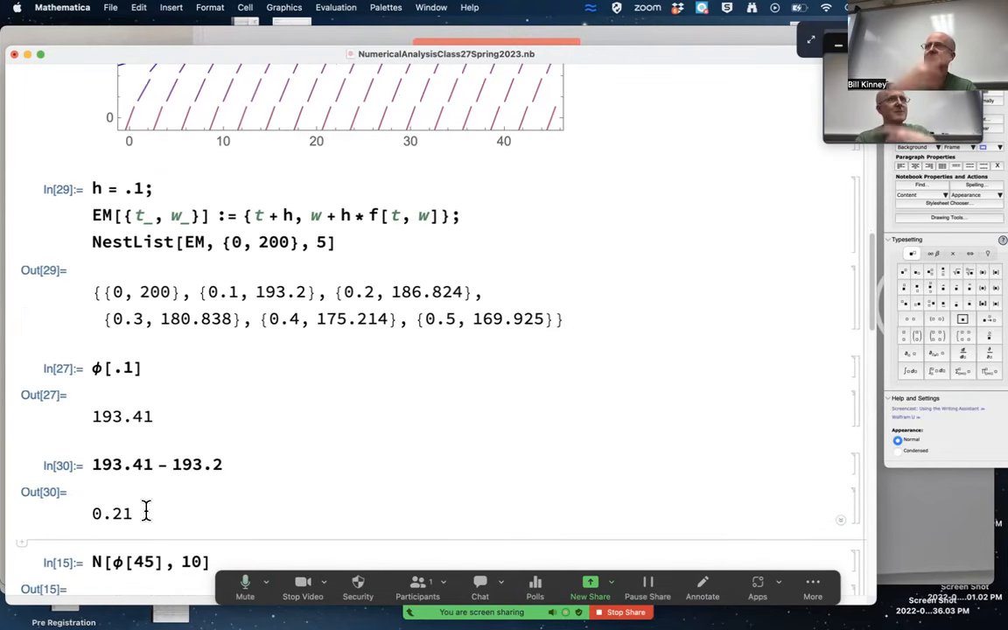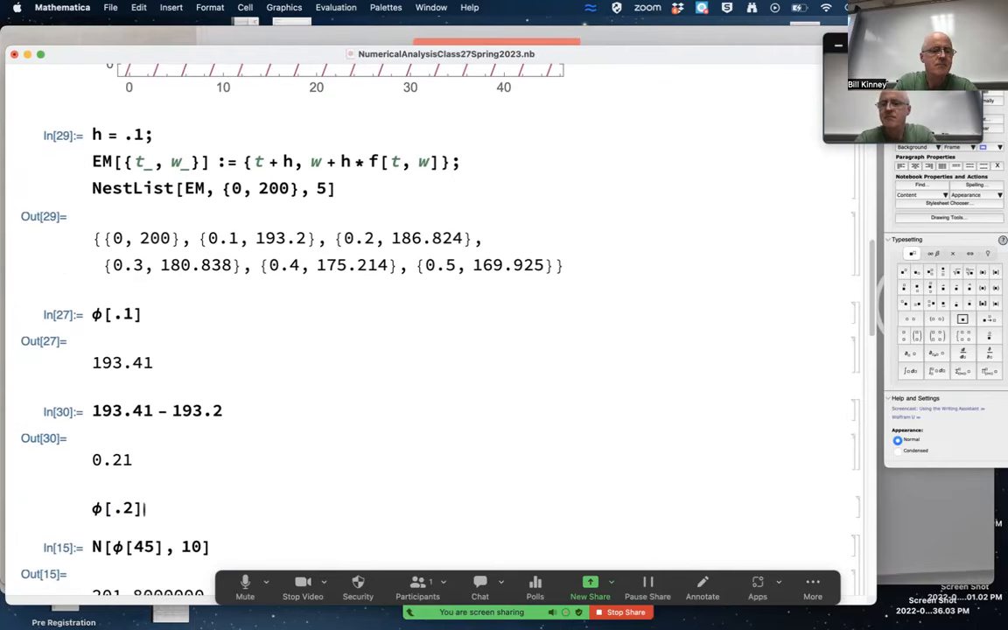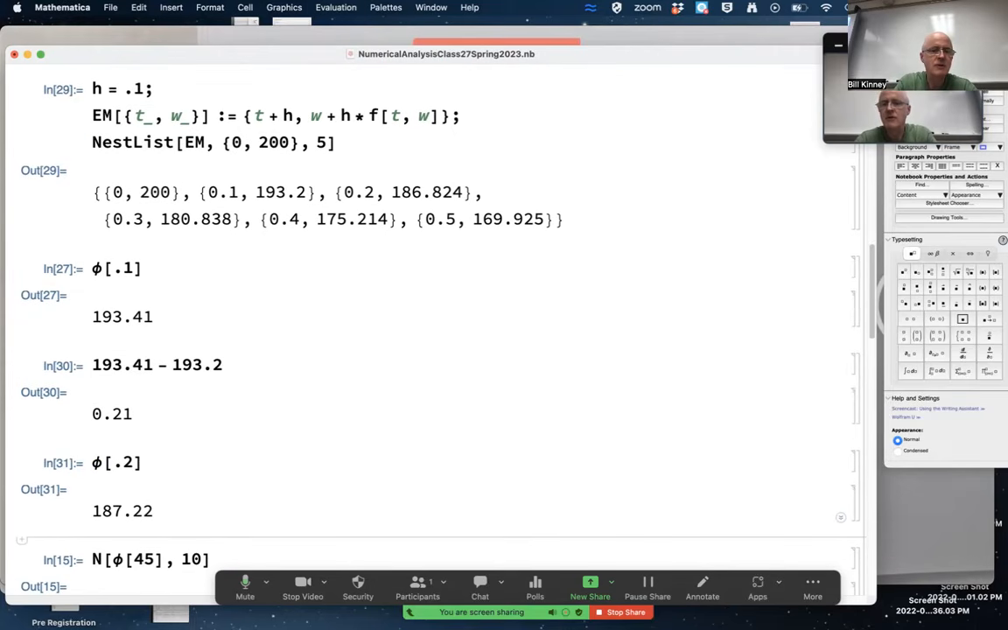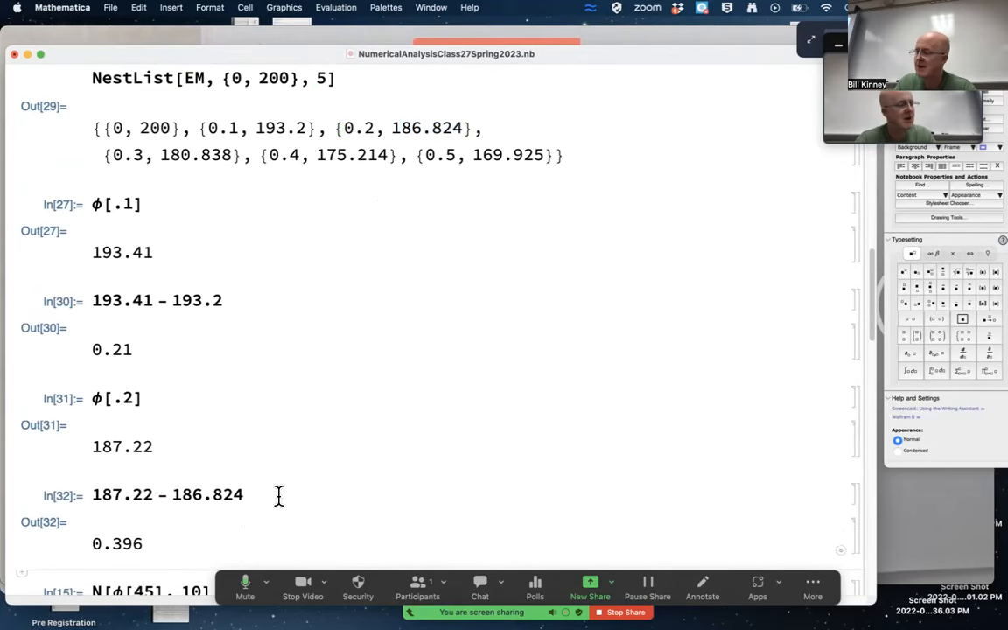Again, in this example, Euler's method is doing better over time because of the stability of the slanted solution. In general, Euler's method does worse over time the further out you go from the initial condition. How does it do at 0.2? At 0.2, the estimate is 187.22. The error is then 187.22 minus 186.824. You see that up here? 0.396. So the error bound, even though it's kind of big, is matching the fact that in reality, the error is kind of big.